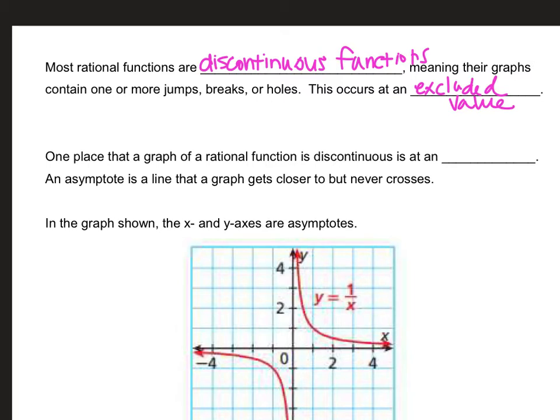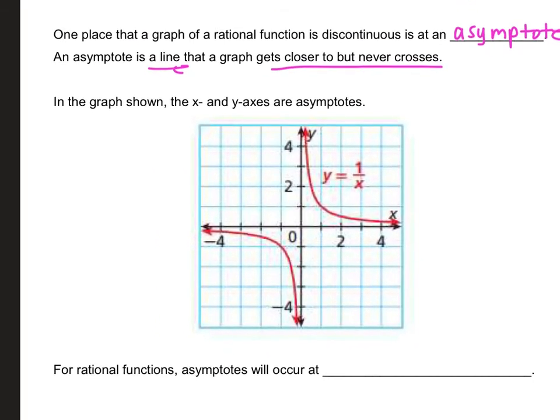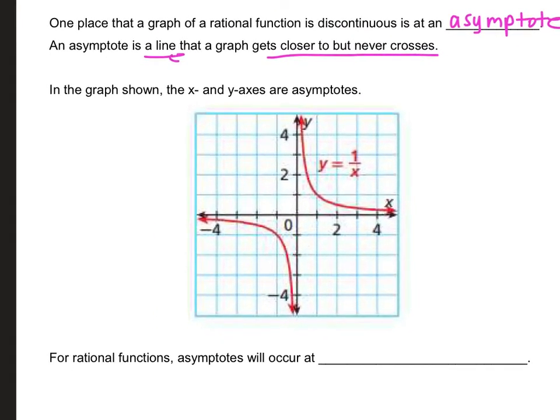One place that a graph of a rational function is discontinuous is at an asymptote. We got a lot of good vocab in chapter 12 for you guys. An asymptote is a line that a graph gets closer to but never crosses. So if you look at this example, in the graph shown, the x and y axes are asymptotes. This is what we were graphing in 12.1.